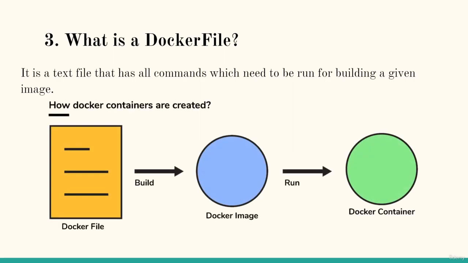So let's see this image. This is how Docker containers are created. We have a Dockerfile, and then we build it. Then we have a Docker image, and after that we run a container from this image. So as you can see, we get a Docker container.